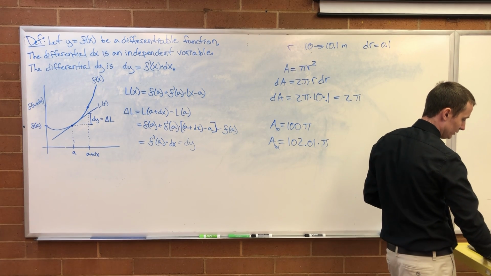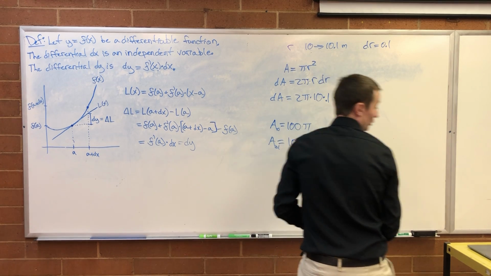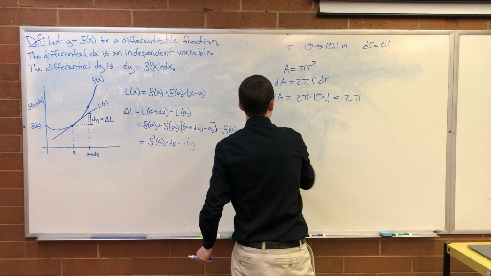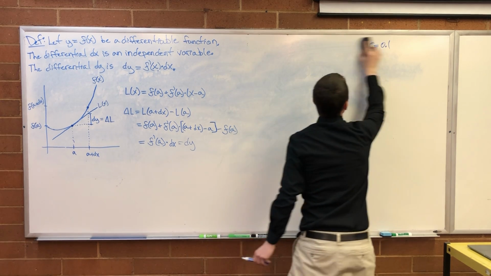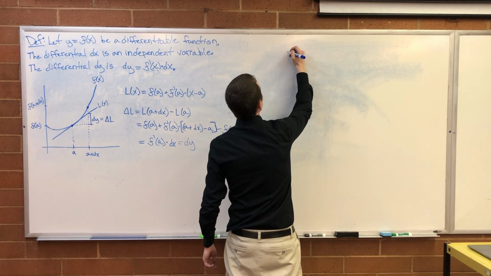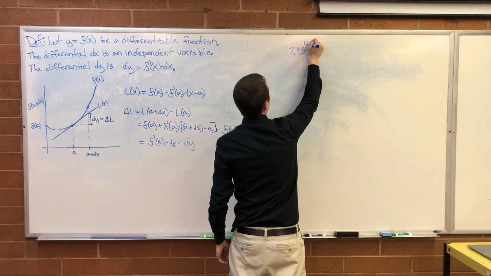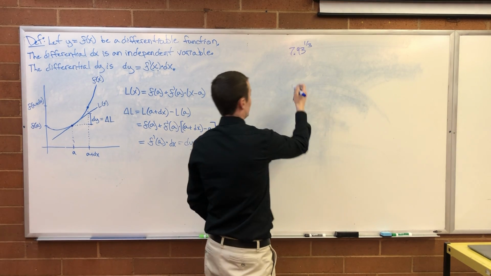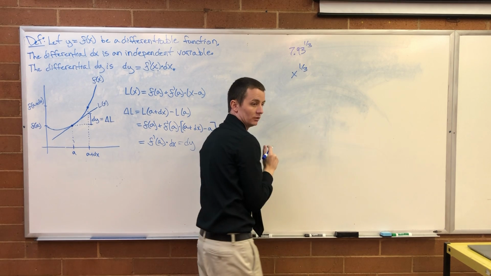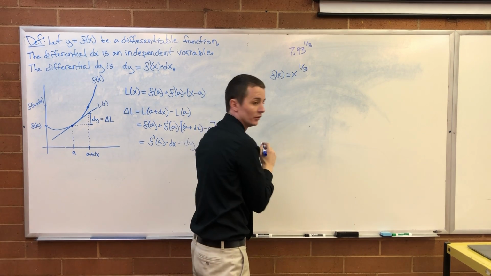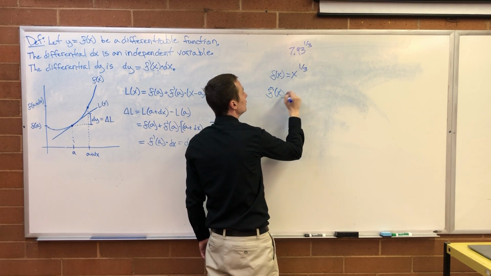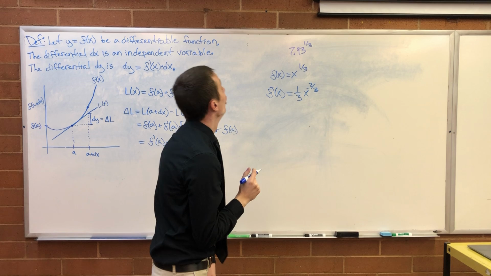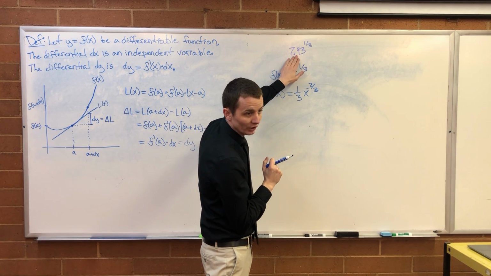Make sense? So let's do another one. Use differentials to estimate the cube root of 7.93. So we're trying to approximate 7.93 to the 1/3. Now, what's the function that we're using? The function that we're using is x to the 1/3, so we'll call that f of x. So what's f prime of x? 1/3 x to the negative 2/3.